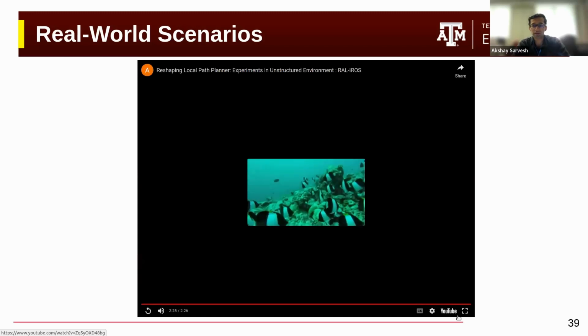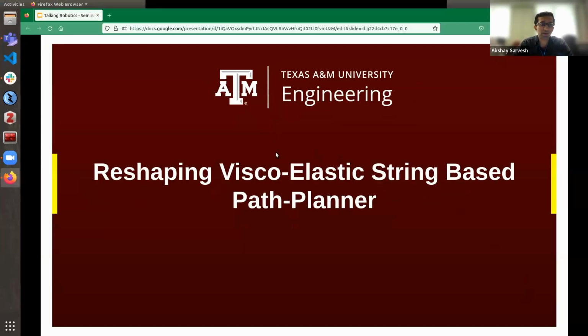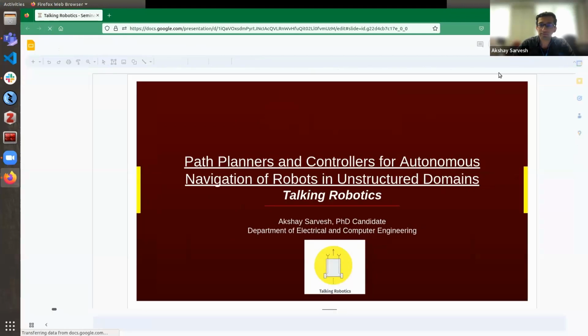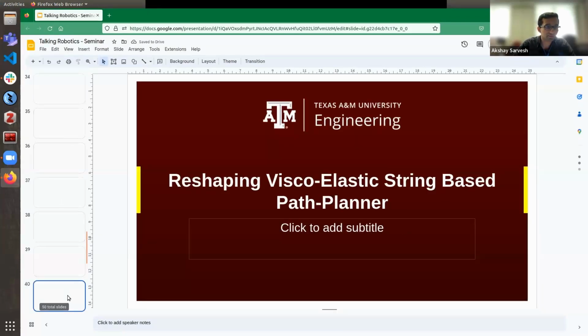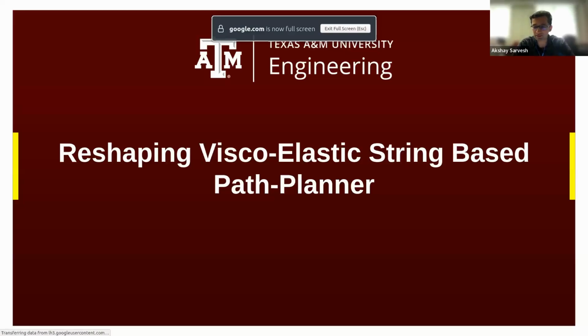Okay, these are some of the experiments that we had planned. Let me get to the next part of the presentation, the final part of the presentation, where I just want to briefly touch upon the reshaping viscoelastic string-based path planner.